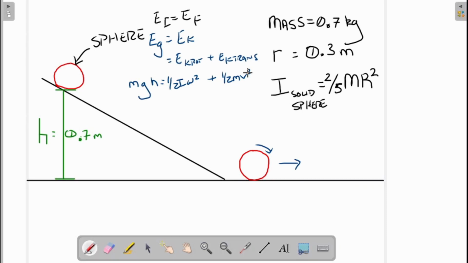unless we cheat. If we remember back to rolling motion, the velocity at which this is rotating is its translational velocity. And we know that Vt equals omega r. Using this relation between the translational velocity of an object and its rotational velocity will allow us to solve this problem.